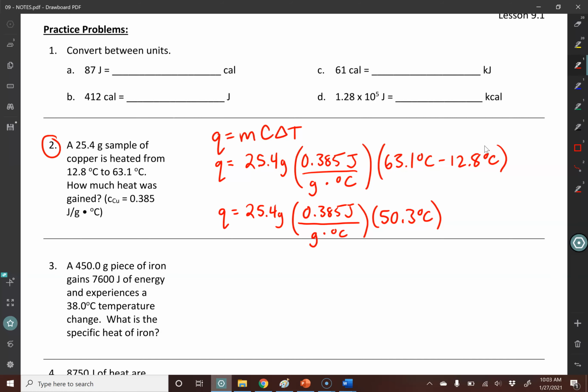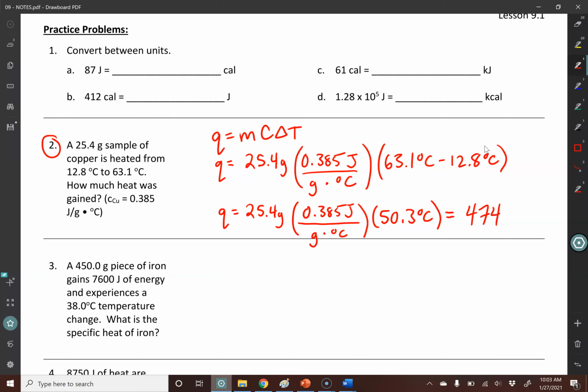We can take 25.4 times 0.385 times 50.3, and we should be able to calculate how much heat was gained. We know heat's being gained because we're seeing an increase in temperature. I'm not going to be too picky about sig figs this unit, just be reasonable. More often than not, at this point in time, 3 sig figs kind of fits the bill. You should calculate about 474.